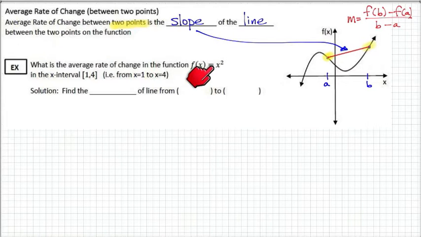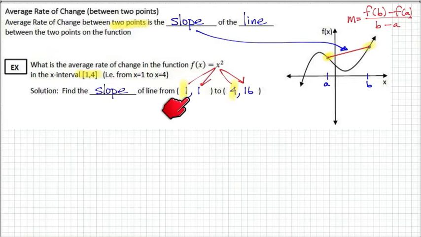Given a simple function, x squared, what is the average rate of change between the x values of 1 to 4? And you see the interval notation right here. So what I want to do is I want to find the slope between 2 points. I'm given the x values. The x values are 1 and 4, but I need to find the y values. And so all I'm really doing is plugging 1 into the function and plugging 4 into the function to get the y values. So now I have 2 points and I want to find my slope.